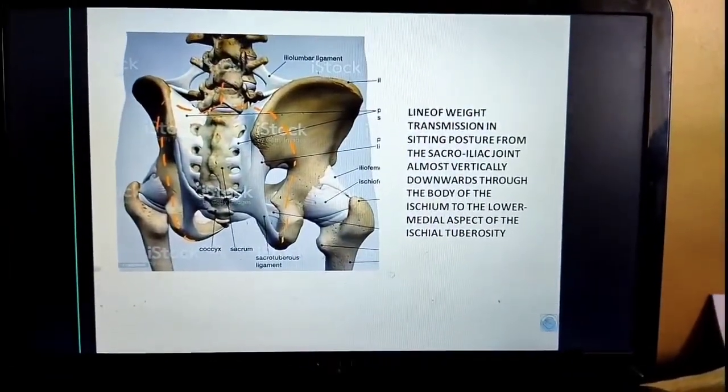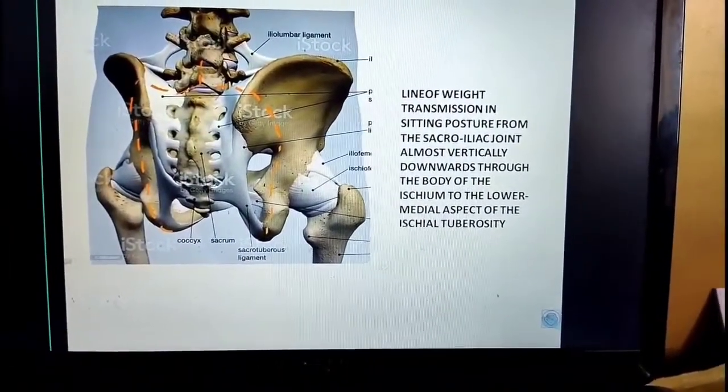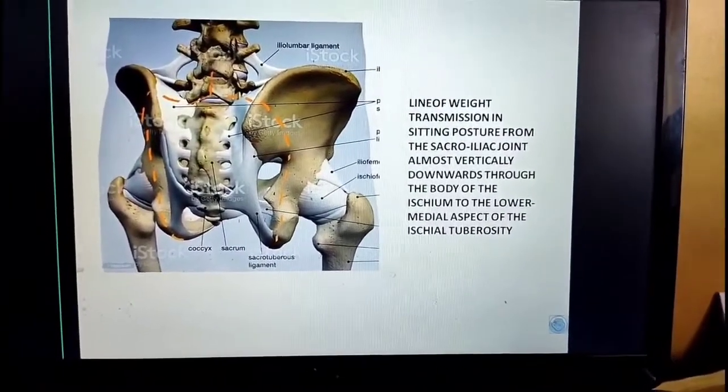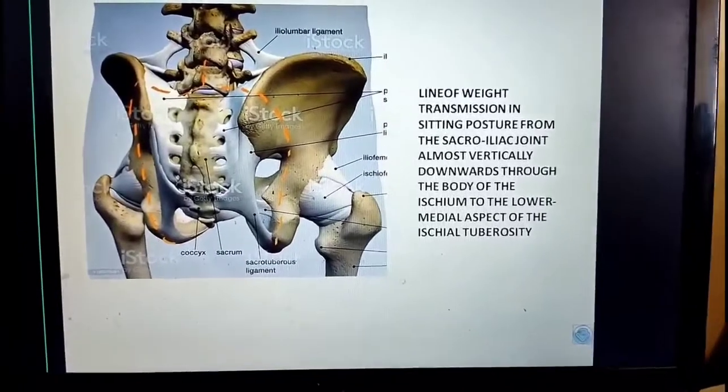Line of weight transmission in sitting posture: from the sacroiliac joint, it passes almost vertically downwards through the body of the ischium to the lower medial aspect of the ischial tuberosity.